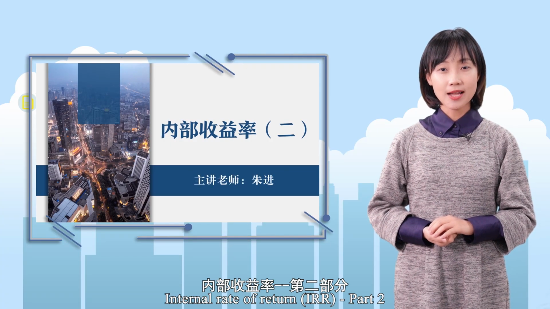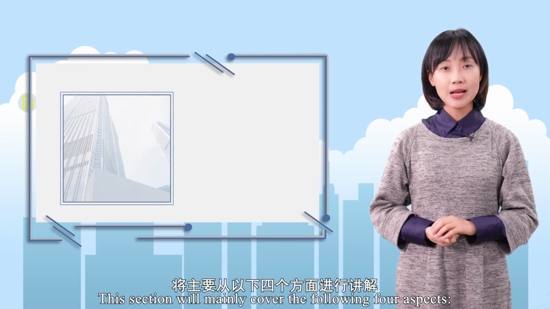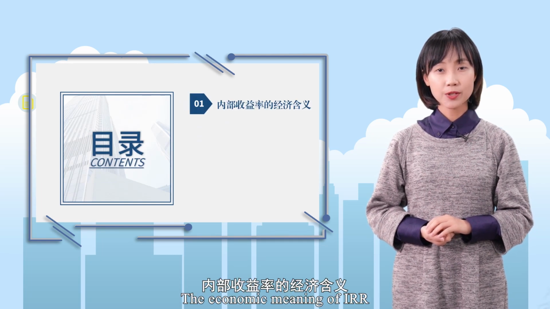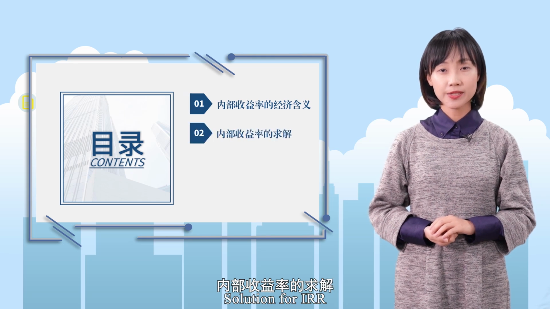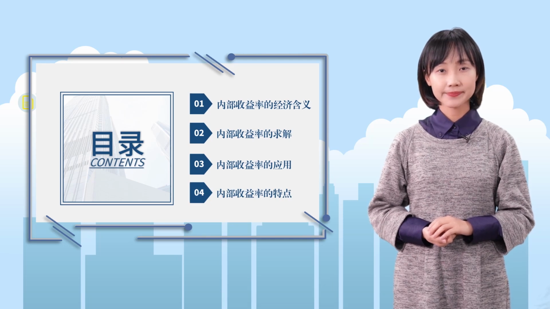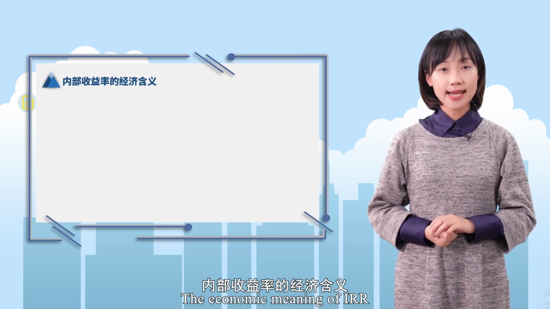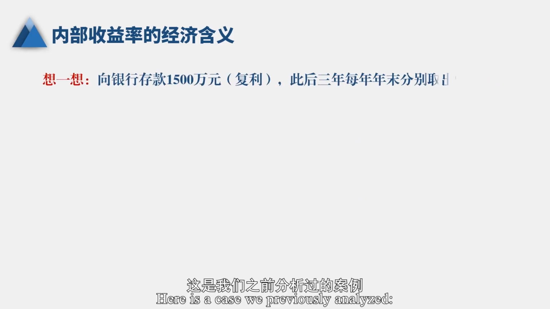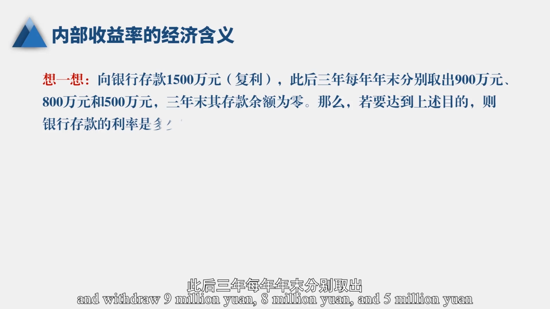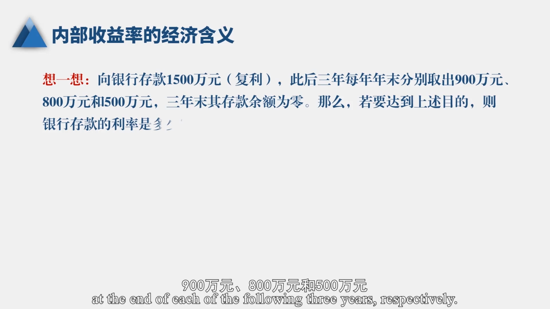Internal rate of return IRR, Part 2. This section will mainly cover the following four aspects: the economic meaning of IRR, solution for IRR, applications of IRR, and characteristics of IRR. The economic meaning of IRR. Here is a case we previously analyzed. You deposit 15 million yuan with compound interest in a bank, and withdraw 9 million yuan, 8 million yuan, and 5 million yuan at the end of each of the following 3 years, respectively.